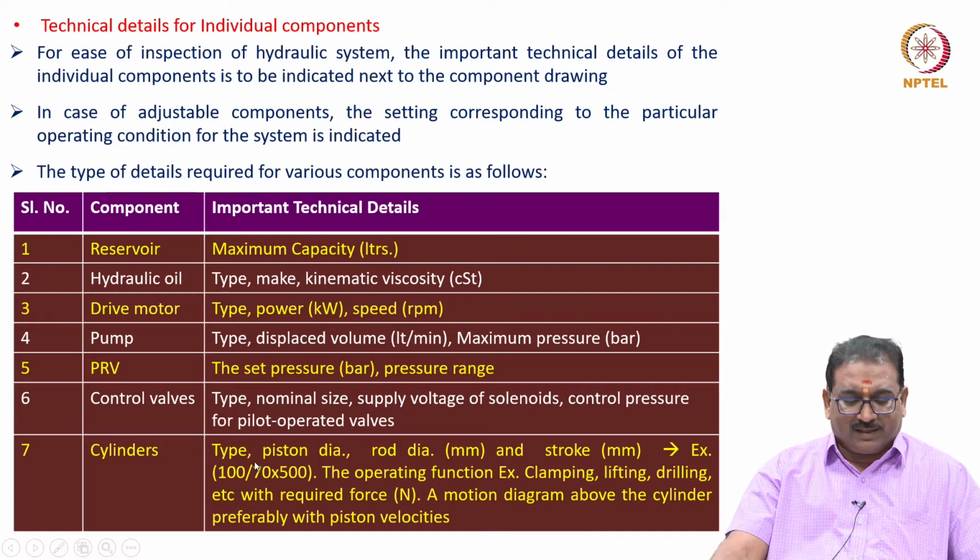For example, they will mention something like 100 by 70 into 500: the piston diameter, rod diameter and stroke length. The operating function, what it is used for, clamping, lifting, drilling, etc., with a required force. A motion diagram above the cylinder, preferably with piston velocities.